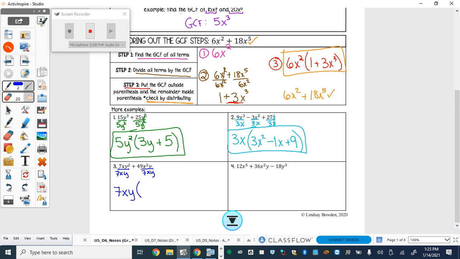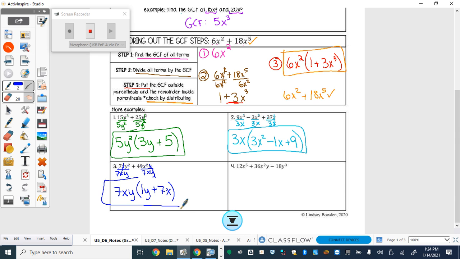So 7 divided by 7 is 1. X's would cancel. 2 minus 1 makes that y to the first. Plus 49 divided by 7 is 7. 2 minus 1 makes x to the first. My y's are going to cancel.